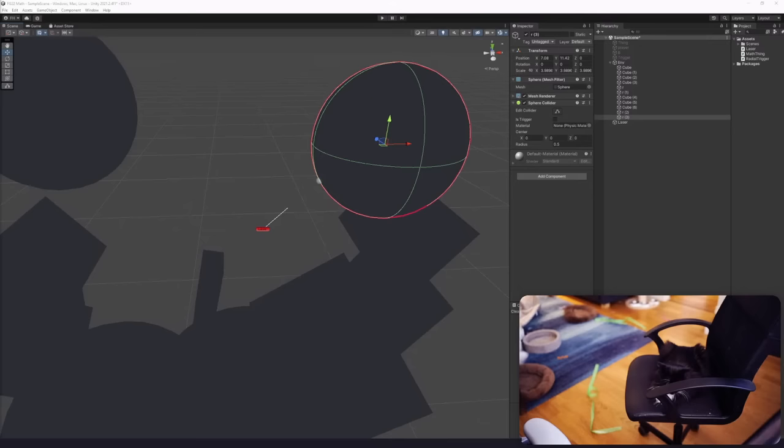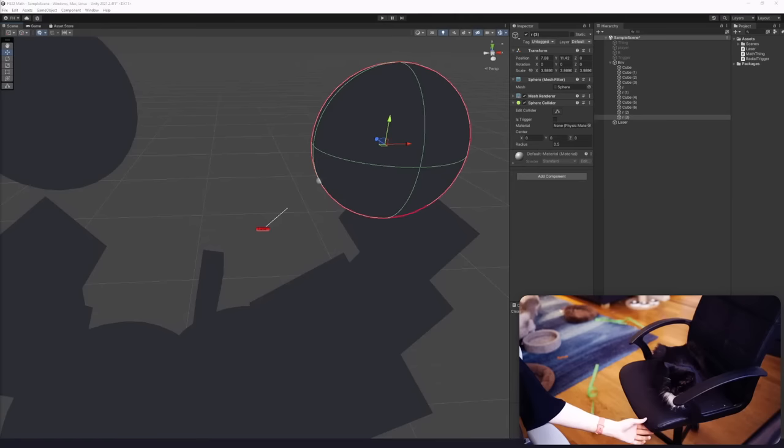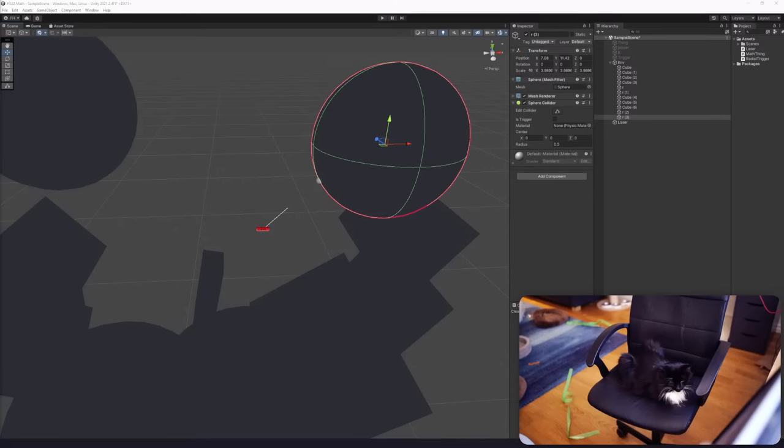Isn't this a very pristine loaf? Look at this loaf. Isn't this one of the best loaves you've ever seen?